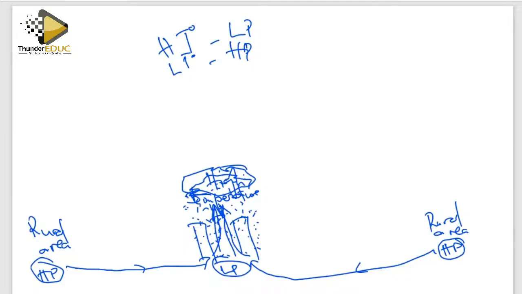And the other factor favoring the effective formation of rainfall over the urban area is the presence of hygroscopic nuclei of condensation.